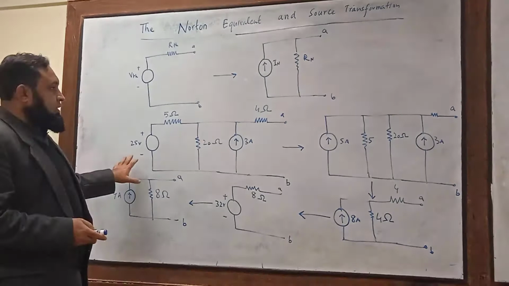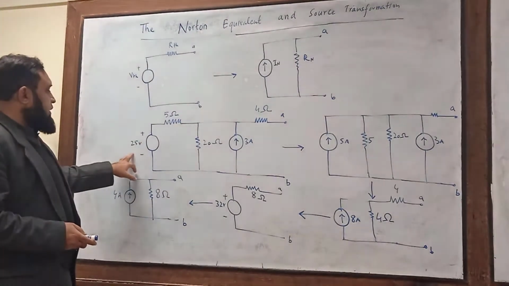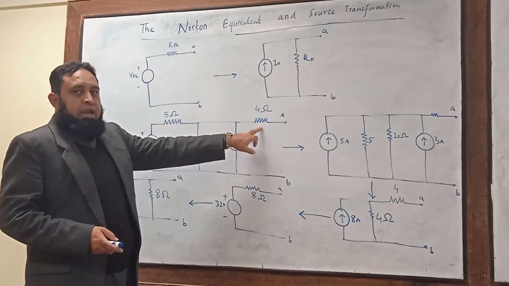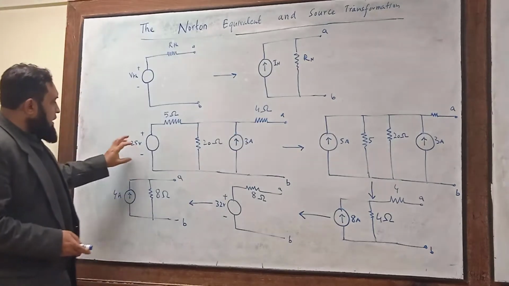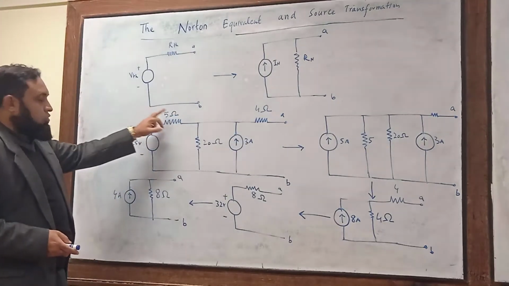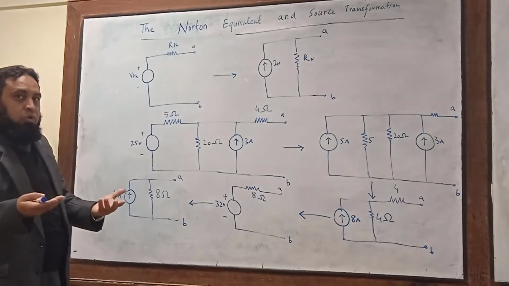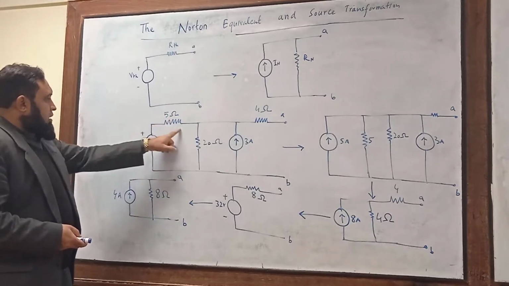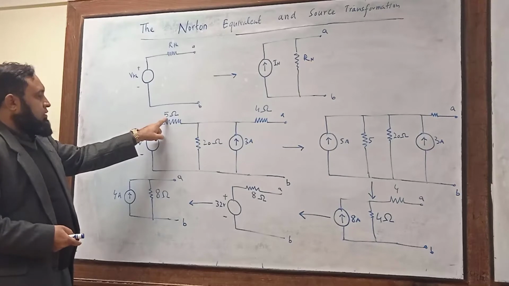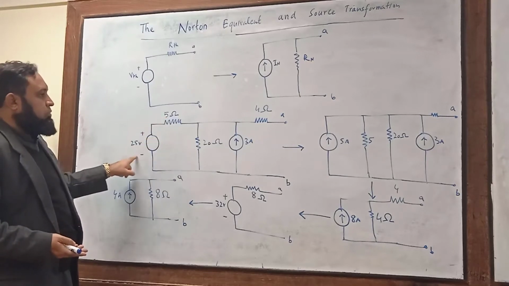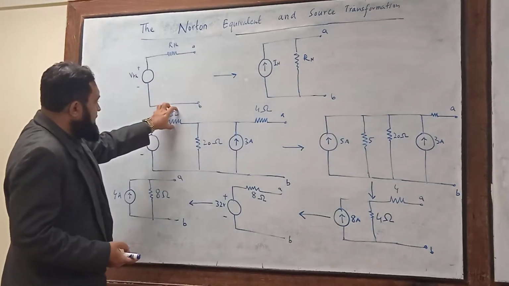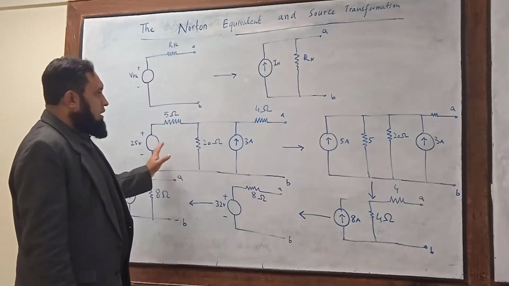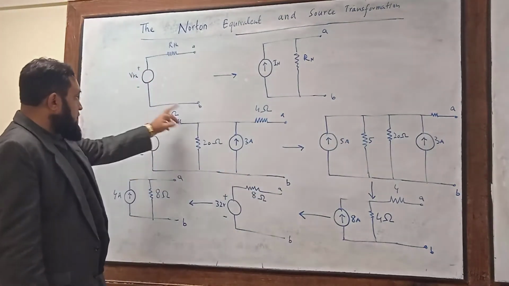For example, just look at this figure. We have a 25 volt voltage source, 5 ohm resistance, 20 ohm resistance, 3 ampere current source, and 4 ohm resistance. Simply transform this portion of the voltage and resistance into a current source and resistance. To get the current from this combination, 25 divided by 5 is equal to 5. So the current source will be 5 ampere, and this resistance will be connected in parallel with the current source.